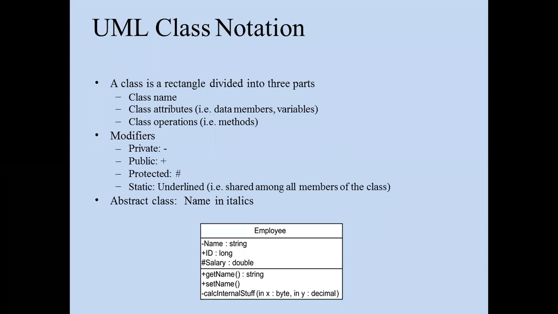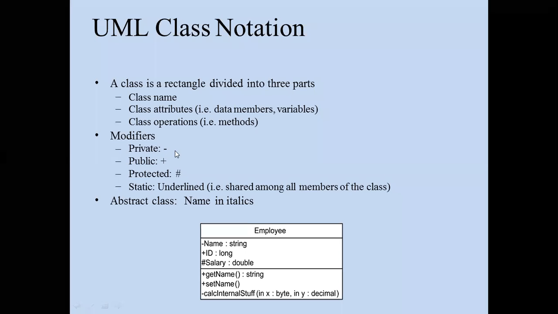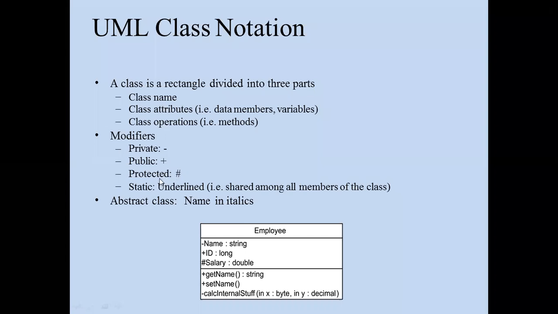Then we have seen the class notations. Here you can see an example of a class. This is the class name, Employee. The class name's first letter will be an upper letter or capital letter. Here you can see the modifiers: private is indicated by a minus sign, that is a dash. Whenever we declare any attribute as private, as I already told you, you cannot access it outside the class. Then plus is for public and hash is for protected. Here you can see the example: these are the attributes and these are the functions or operations.